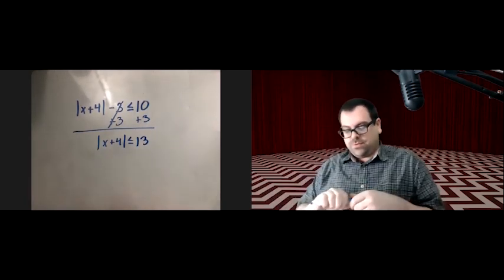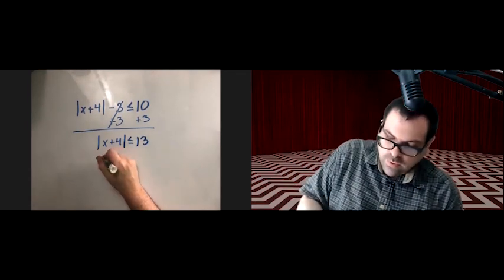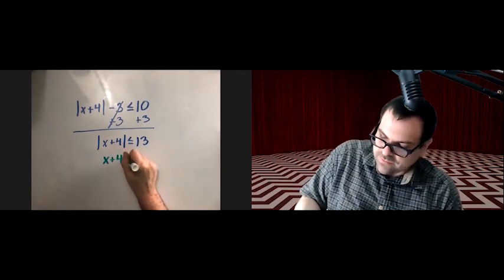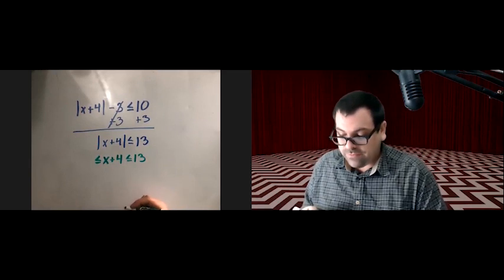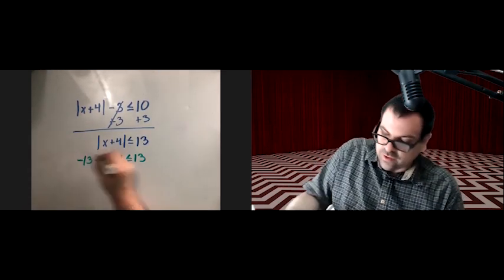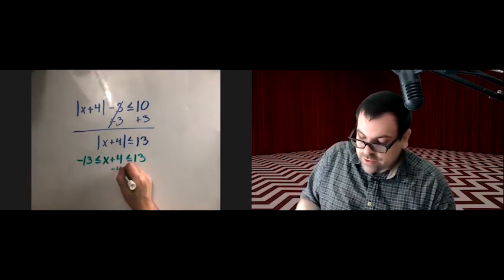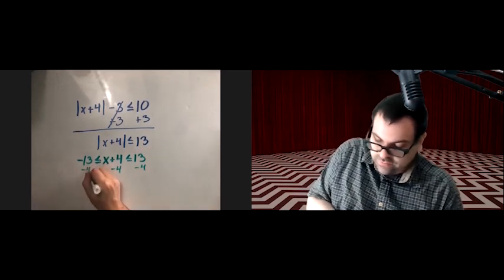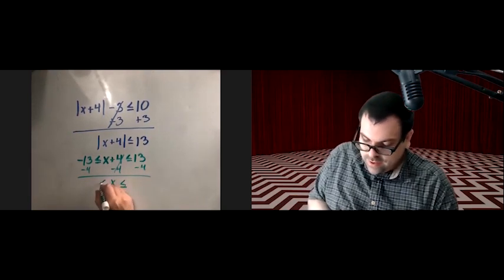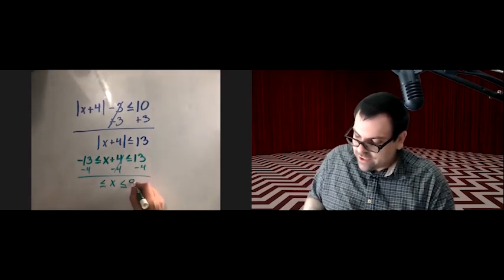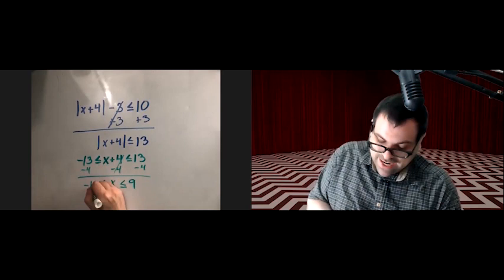And what do we do when we have less than or equal to? We write it without the absolute value sign. We put another less than or equal to in front, and we put the negative version of what our positive thing is. Solve for x, subtract 4 from all sides. We're left with x in the center. 13 minus 4 is 9. -13 minus 4 is -17.